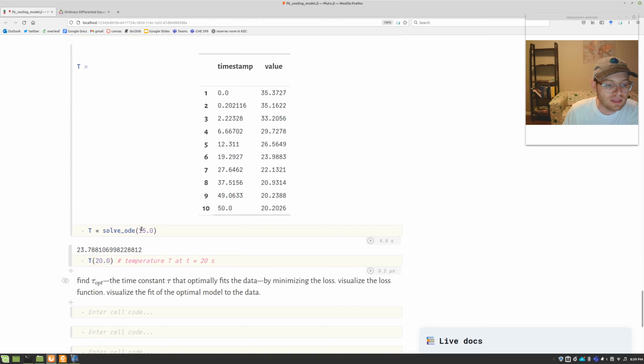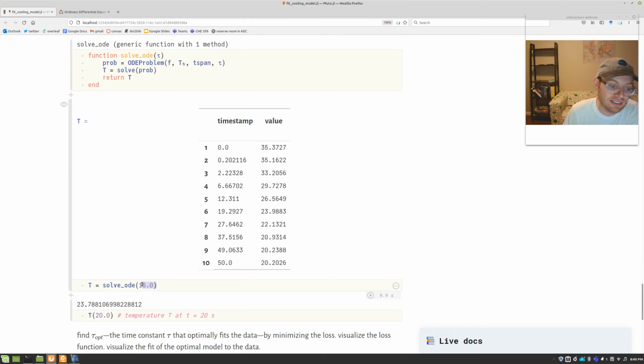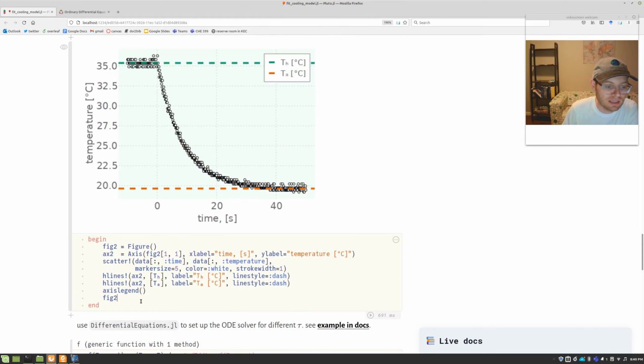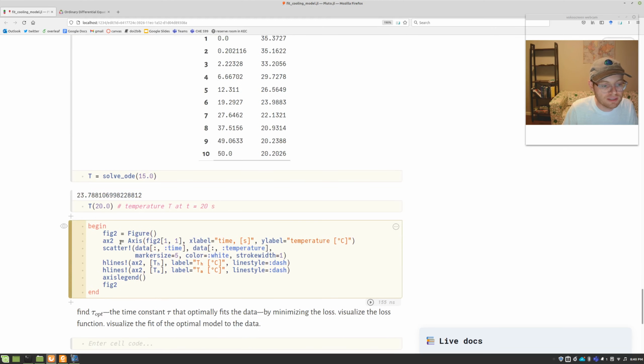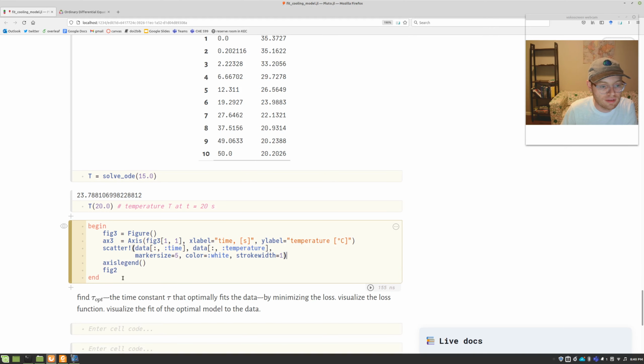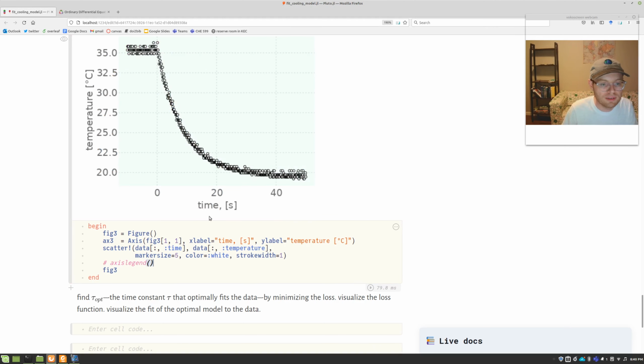All right, so we would like to plot this solution for this guess of tau. I just guessed that tau is 15, right? On top of the data to kind of see what it looks like. So let's do that. I'm going to copy this here. It changes to figure 3 so there's no conflicts. Okay, let's get rid of that. All right, and so now I would like to plot the model on top of that.